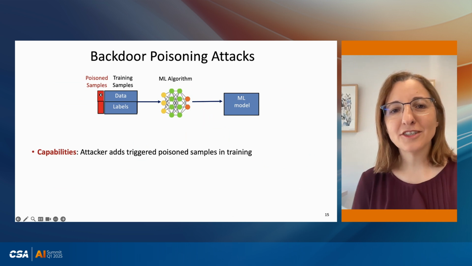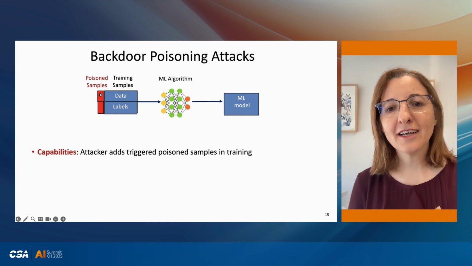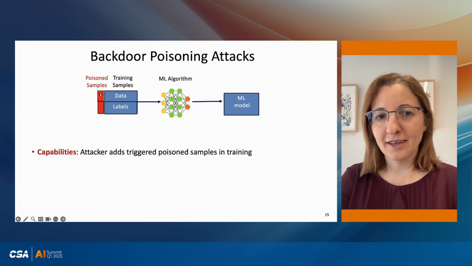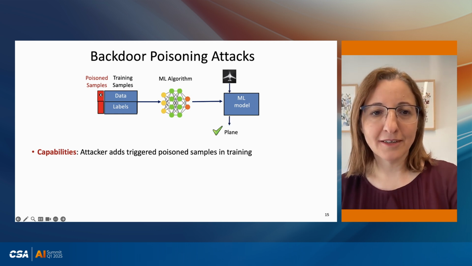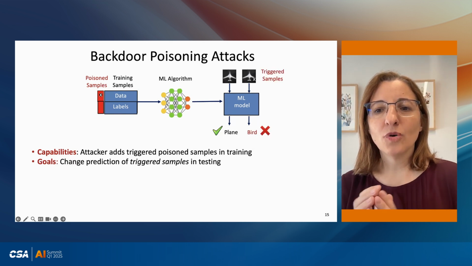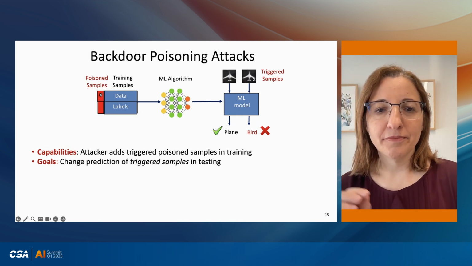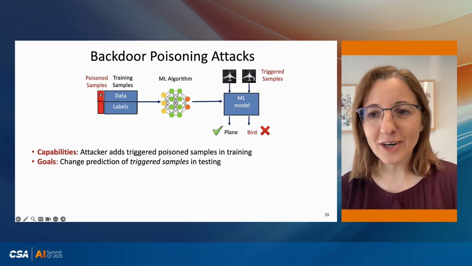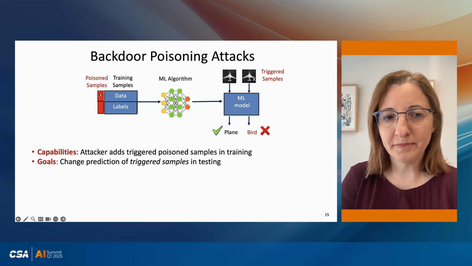A relevant instance of poisoning attack is what we call backdoor poisoning. In this attack, the attacker adds triggered poison samples into the training set. At testing time, the model classifies clean samples correctly. So here is an image of a plane, it's classified correctly, but when the image has a trigger, this sign on the bottom right corner, then the model generates an incorrect prediction, in this case bird.